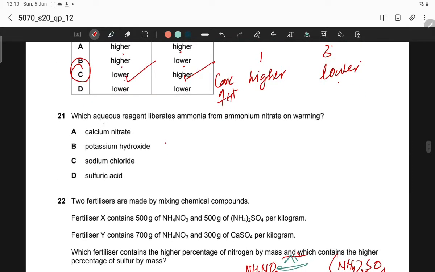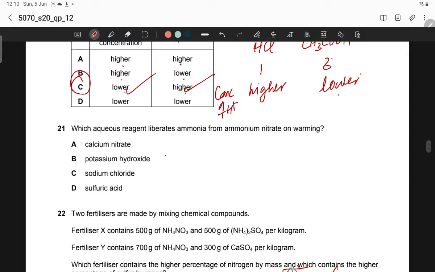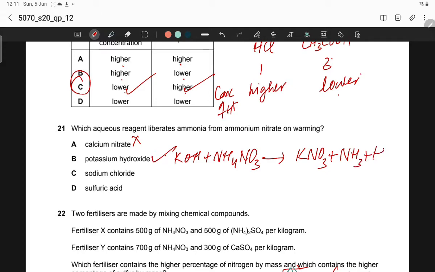Question number 21. Which aqueous reagent liberates ammonia from ammonium nitrate on warming? Any alkaline solution reacting with any ammonium salt gives ammonia gas. So calcium nitrate is not correct. Potassium hydroxide is correct, because KOH reacts with ammonium nitrate to form KNO3 plus ammonia plus water. So B is the correct option.